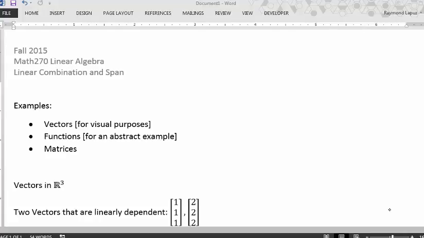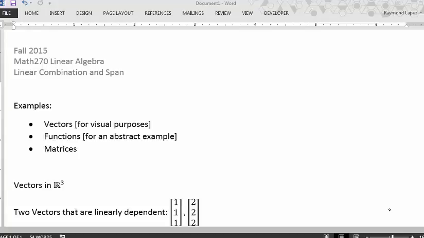Alright, let's see if we can discuss linear combination and spans. Now when we talk about linear combination and spanning, we can talk about this in the context of many things. We can talk about it with vectors, with functions, with matrices, and anything that would fit into a category called a vector space.